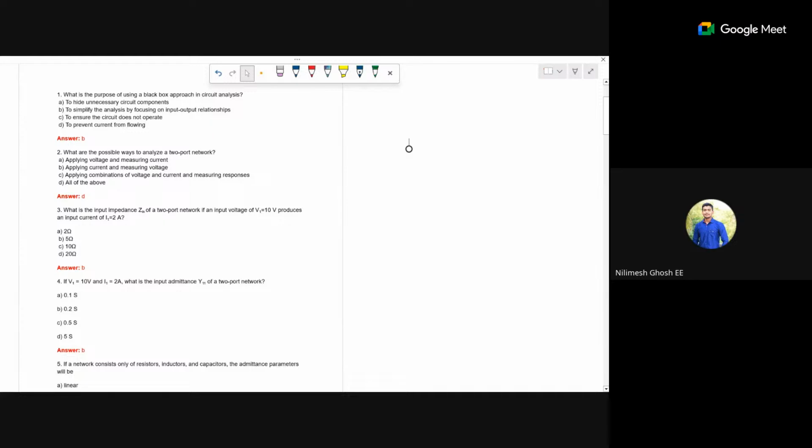So in front there are some theory questions. In the first two questions there is no doubt. The third question I asked about input impedance. For calculating input impedance, can you tell me what is the basic diagram of a two-port?